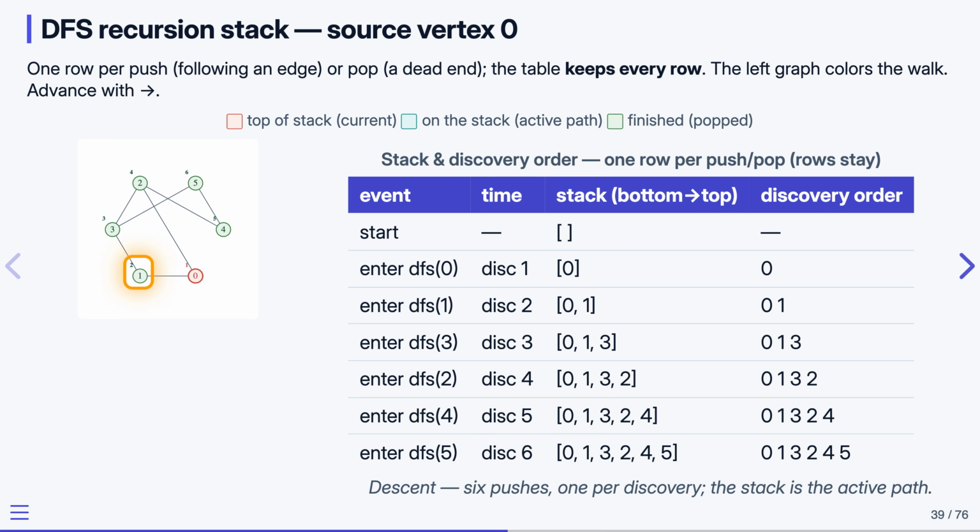1 finishes with finish time 11 and pops. Vertex 0 is alone on the stack. And finally 0 finishes with finish time 12 and pops. The stack is empty and DFS is done. It grew on the way down and shrank on the way back up, one frame at a time.